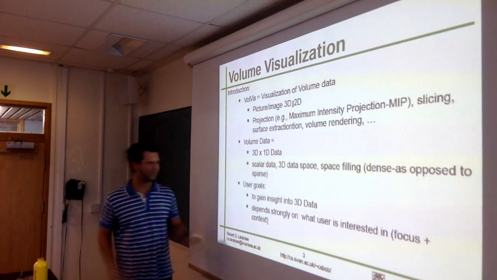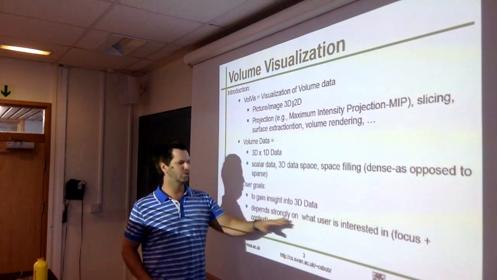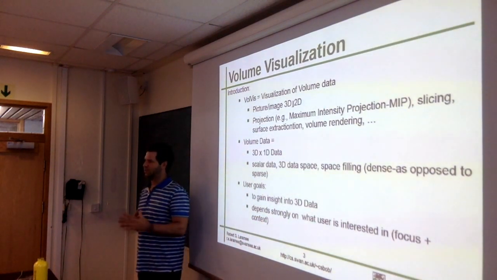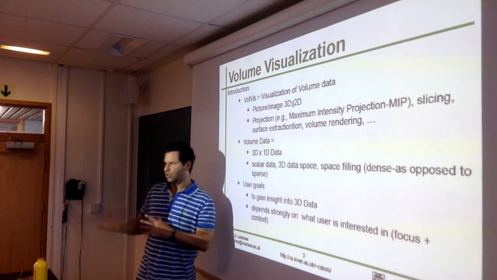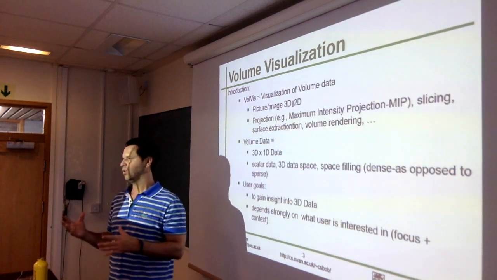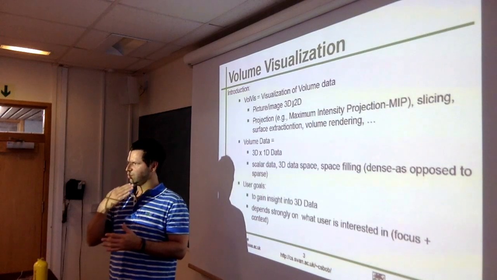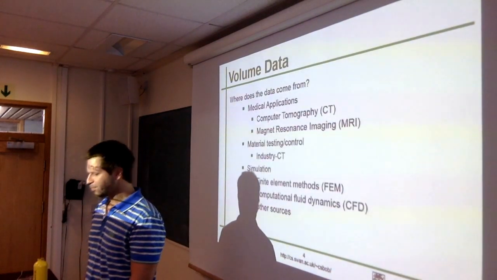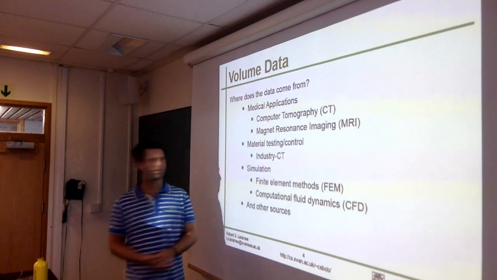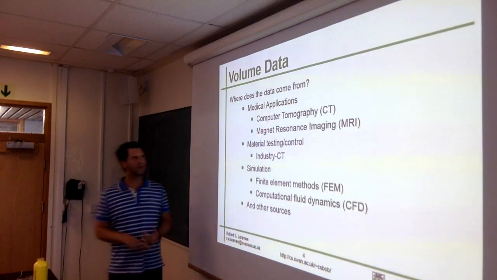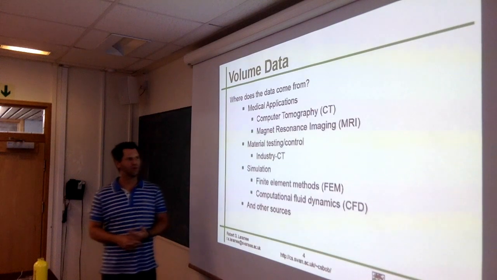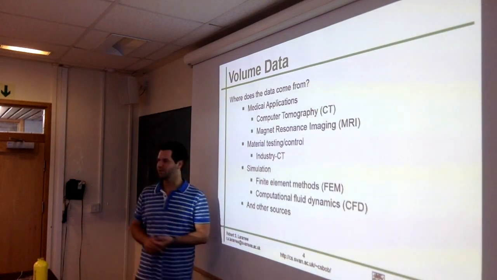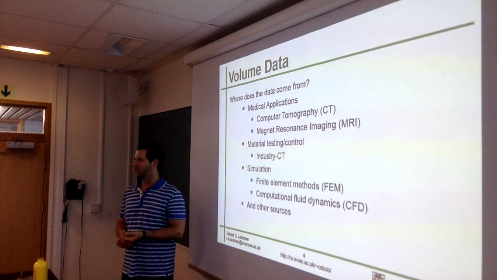And what we want to see depends strongly on what the user is interested in. So we want to be able to see the different things, and the user should be able to decide what information gets projected from the 3D to 2D. Where do we see this being used in medical applications? Computer tomography, magnetic resonance imaging. You've heard of those machines before, right, at the hospital.